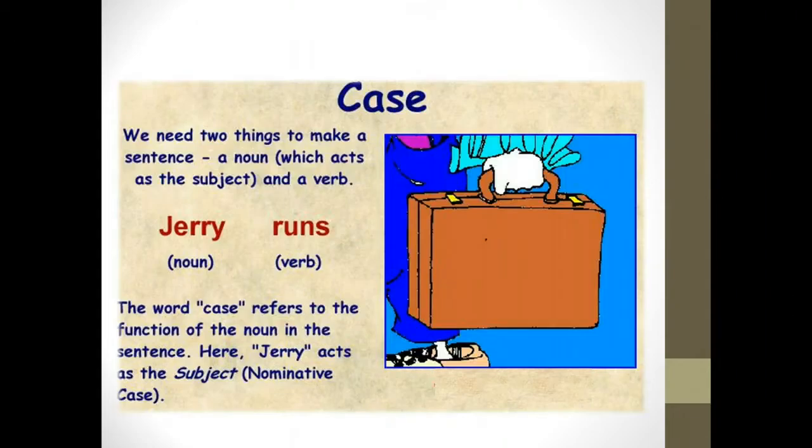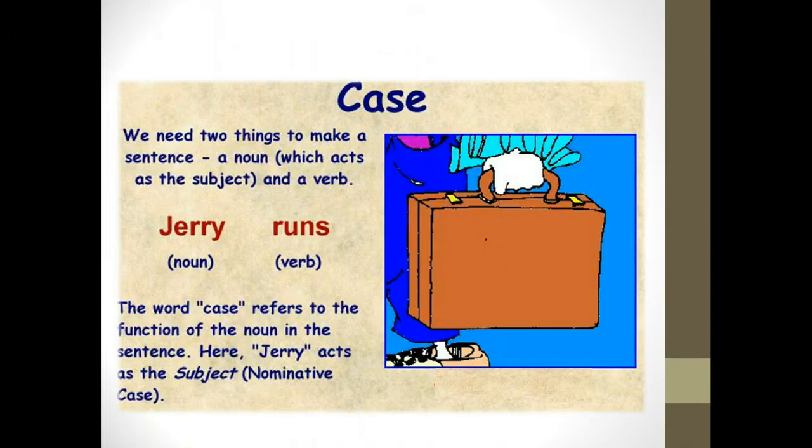The case. We need 2 things to make a sentence. We need a noun and we need a verb. And for instance, in this little sentence that we have up there, we see Jerry runs. In Greek, the word case refers to how the noun actually functions in the sentence. In the sentence that you have on the screen there, Jerry, that noun there, is actually the subject. And in Greek, we would refer to that as the nominative case.